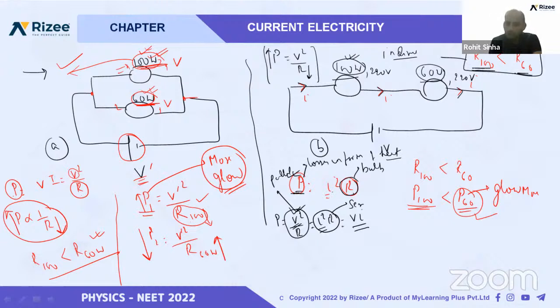Okay, what we will see here: power is proportional to R. You can see here more R is present in the 60 watt resistance than the 100 watt resistance. So more resistance means more power loss, and more glow will occur here as compared to the 100-watt bulb. So in series, this will glow more as compared to this one. Okay.